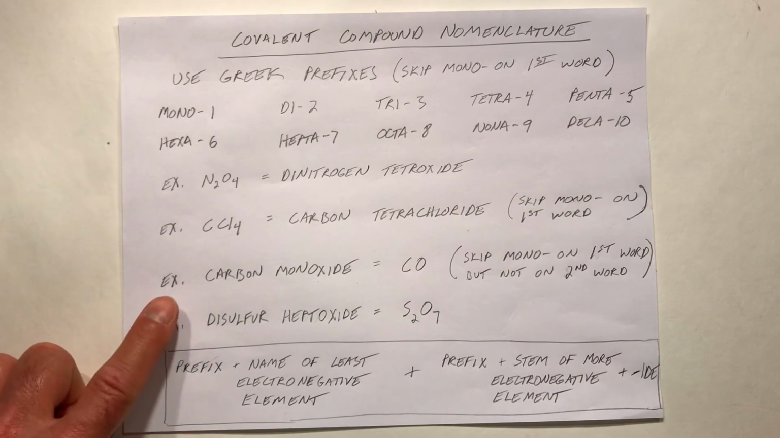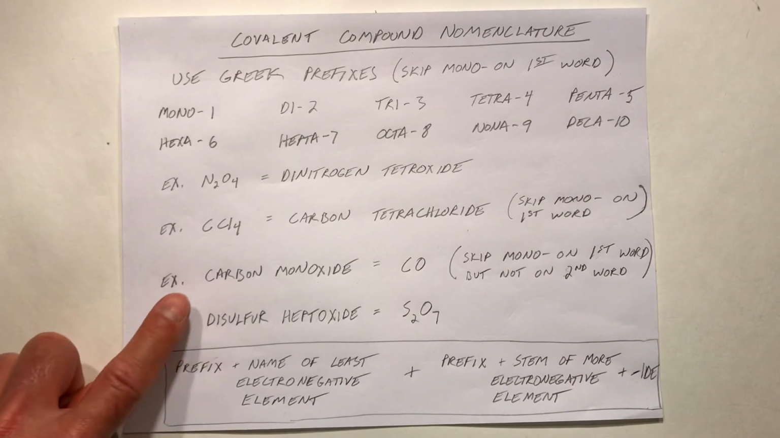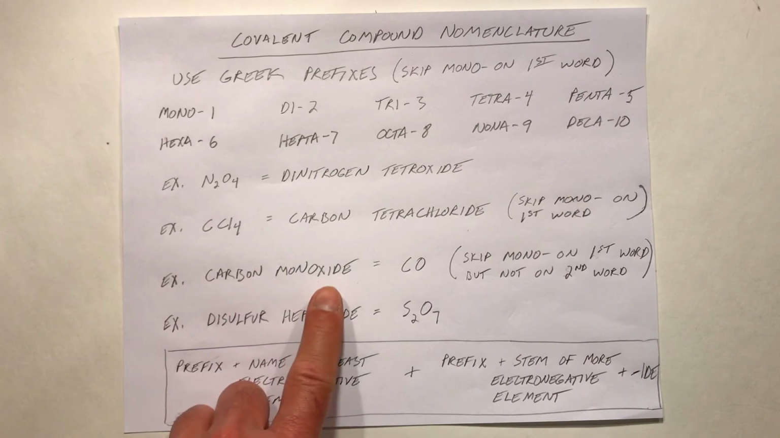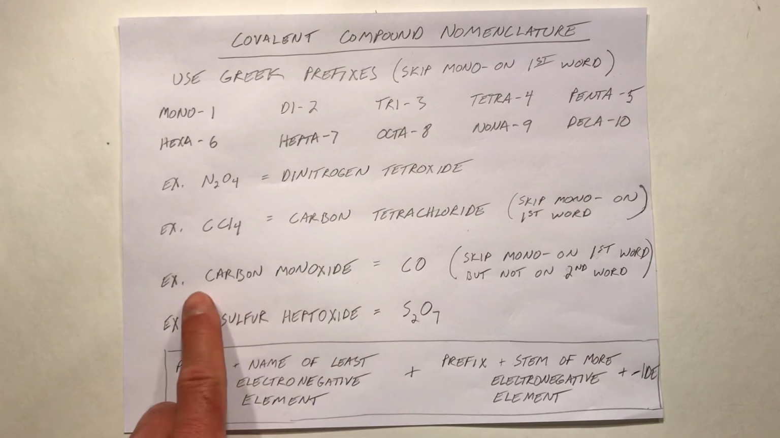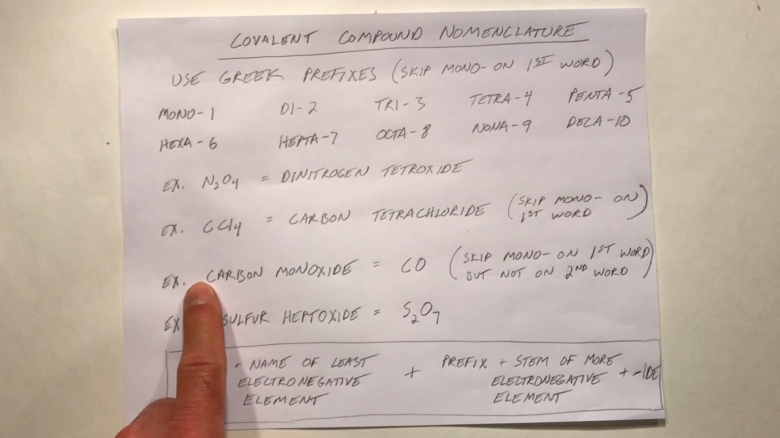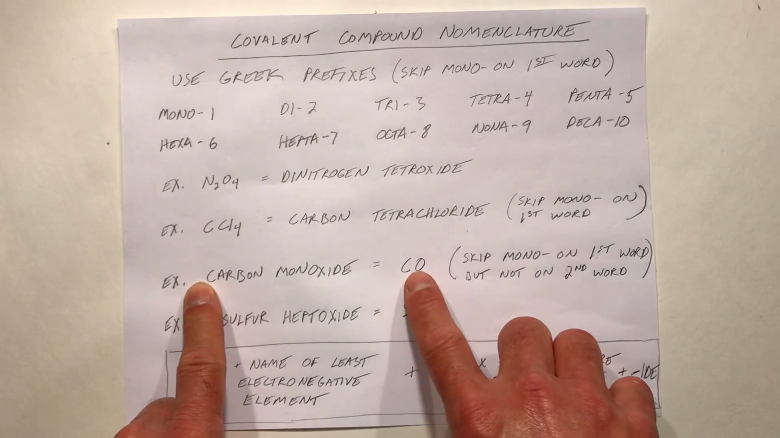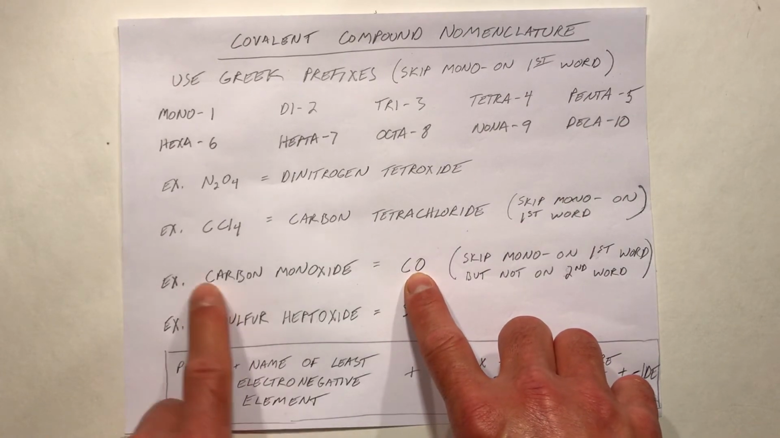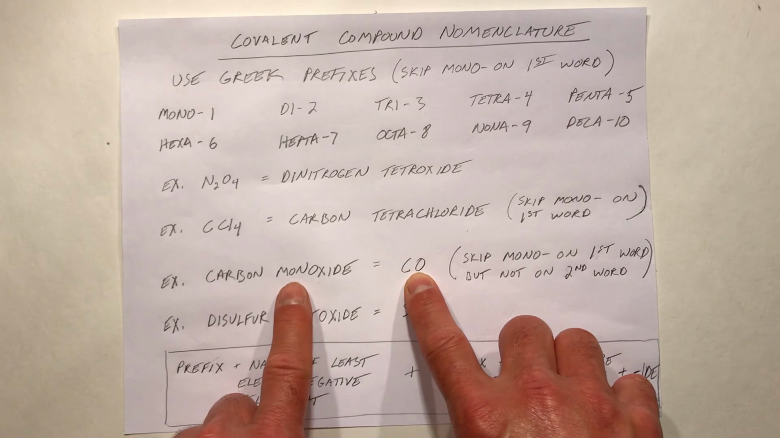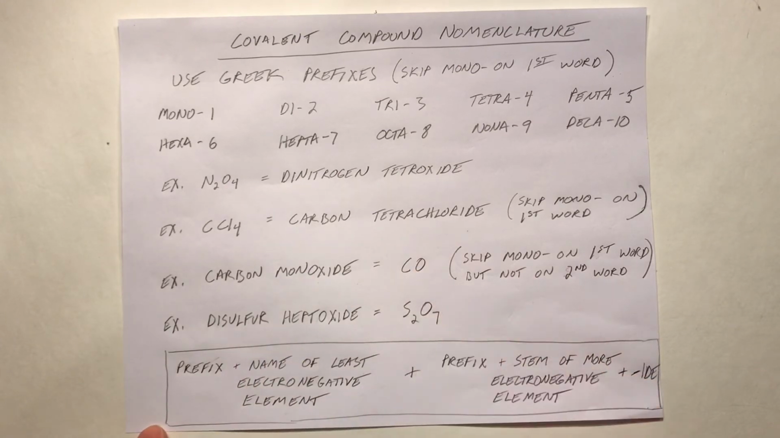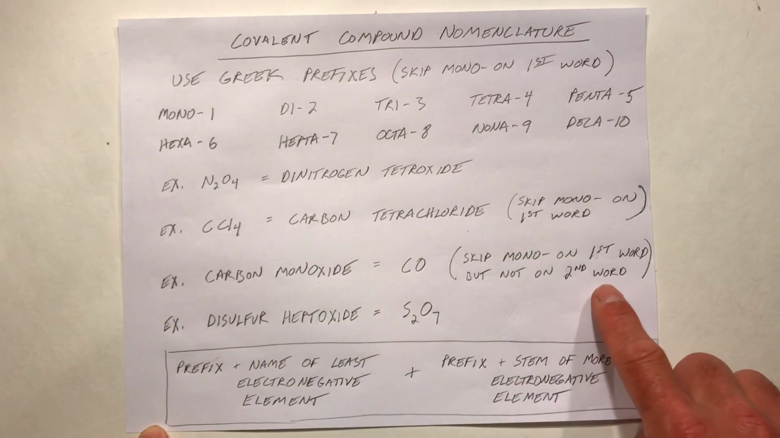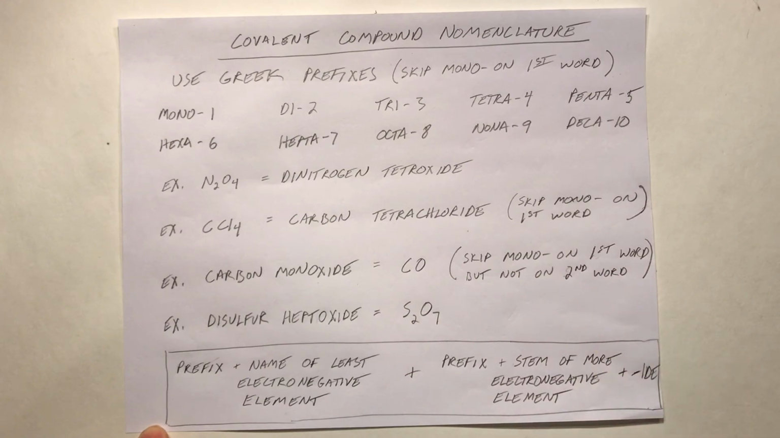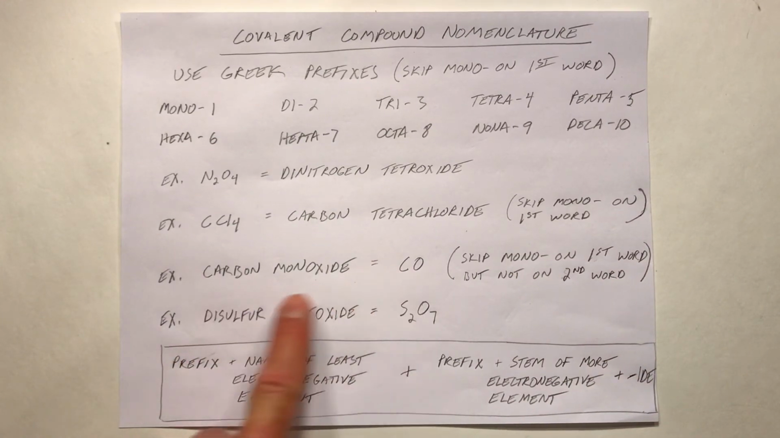Here's another example. You're probably familiar with this compound, carbon monoxide. Notice we don't have a prefix here in front of carbon, so that means there must be just 1. We skip mono on that first word, but we do include mono on the second word. Monoxide means 1 oxide. So we skip mono on the first word, but not on the second word. Carbon monoxide is a good example to remember for that.